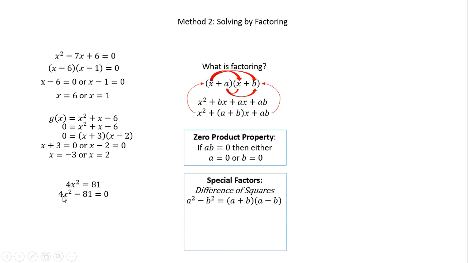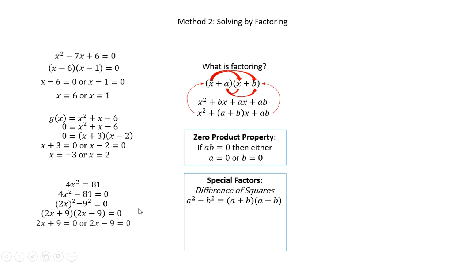But here, 4x squared minus 81. Well, something squared equals 4x squared. Something squared equals 81. 2x squared gives us 4x squared, and 9 squared gives us 81. So here, 2x equals a, and 9 equals b. Just need to plug that into the equation, 2x plus 9, 2x minus 9.